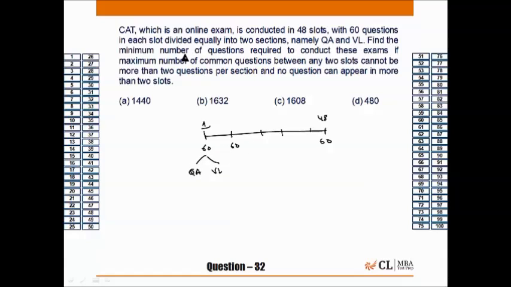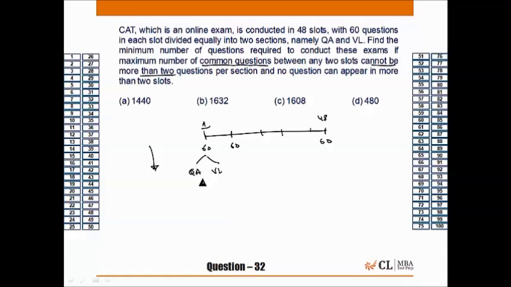What is it saying? Find the minimum number of questions. I want to minimize the number of questions. So that basically means maximum number of repetition of questions. That's when the minimum happens. Questions required to conduct the exam is minimum when there is the maximum number of common questions. A question cannot be used more than 2 times. Okay, this is straight.